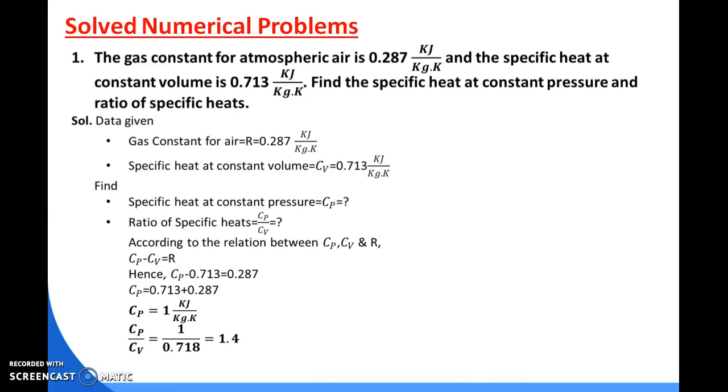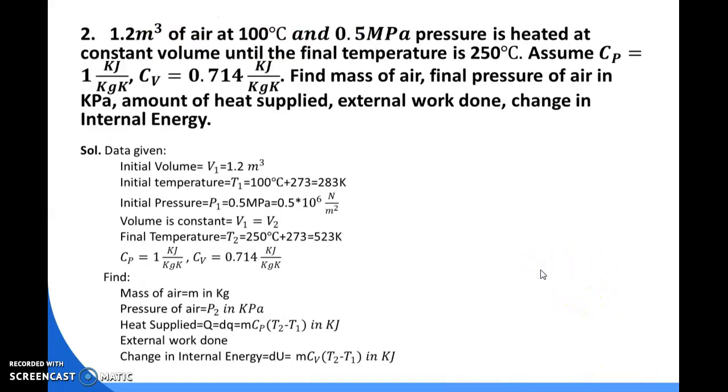Inserting the values, Cp is equal to 0.713 plus 0.287, that is equal to 1 kilojoule per kg Kelvin. So Cp by Cv is equal to 1 by 0.713, that is equal to 1.4. So we got the answer: Cp is equal to 1 kilojoule per kg Kelvin and Cp by Cv is equal to 1.4.